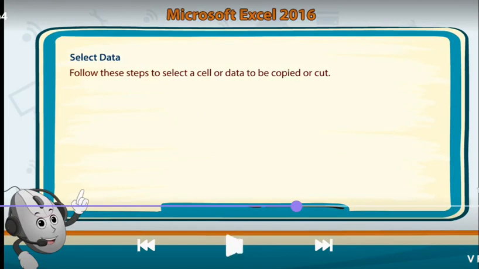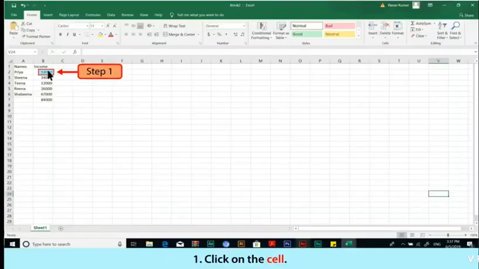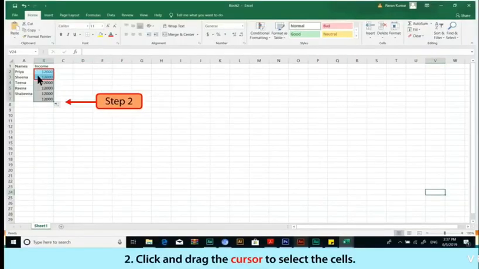ओके, सेकेंड है आपका सेलेक्ट डेटा. So if you want to select the data in a cell or more than one cell, that is called a range of cells. So what is the step for that?